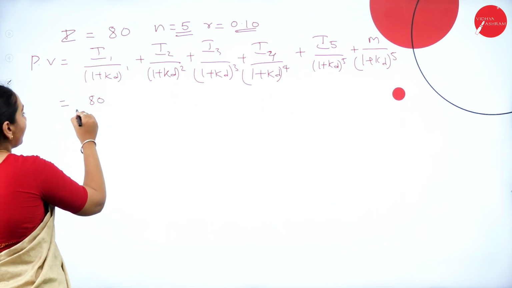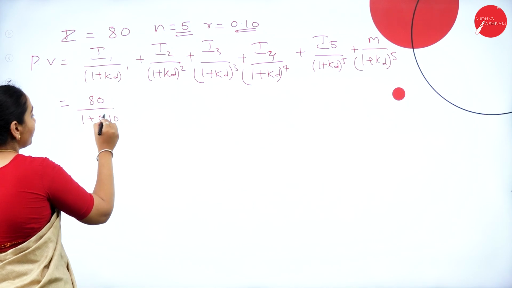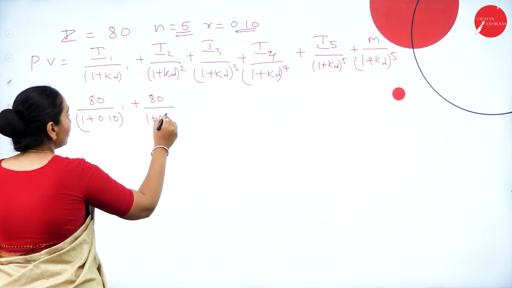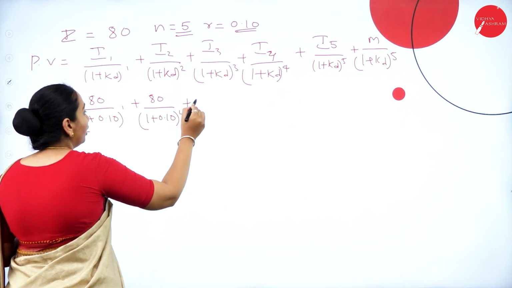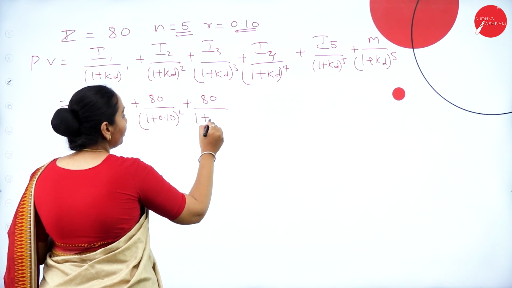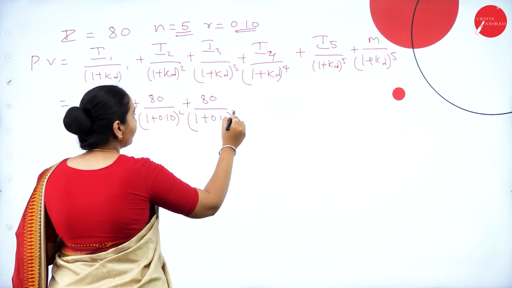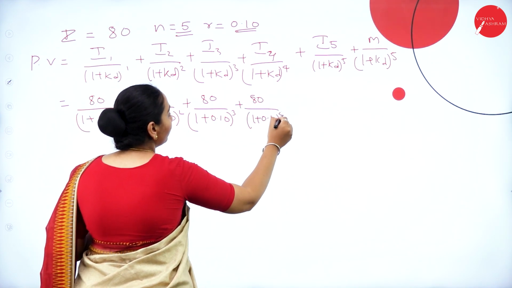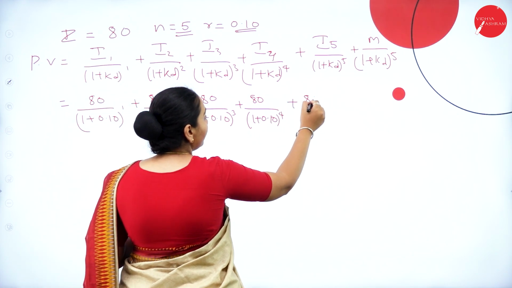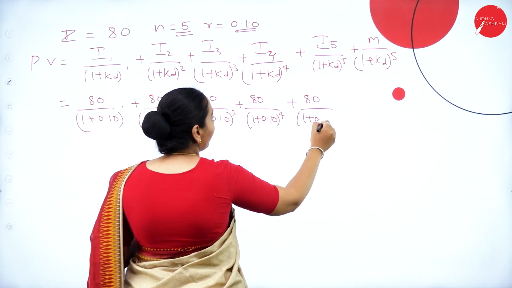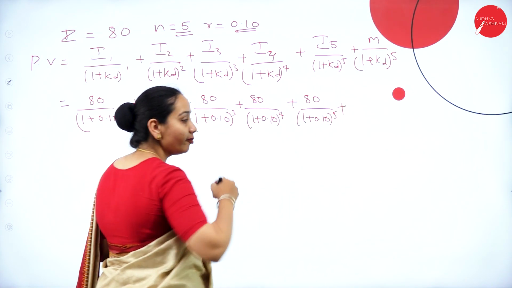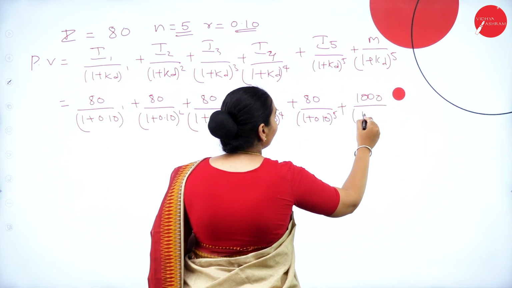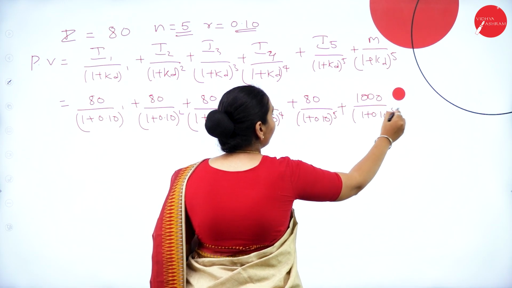So 80 divided by (1 plus 0.10) to the power of 1, plus 80 divided by (1 plus 0.10) to the power of 2, plus 80 divided by (1 plus 0.10) to the power of 3, plus 80 divided by (1 plus 0.10) to the power of 4, plus 80 divided by (1 plus 0.10) to the power of 5, plus M, the maturity value, that is 1000 divided by (1 plus 0.10) to the power of 5.